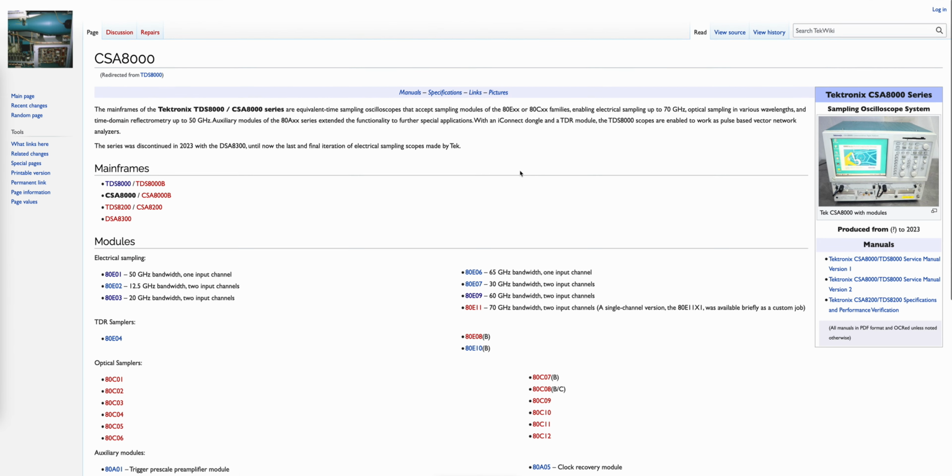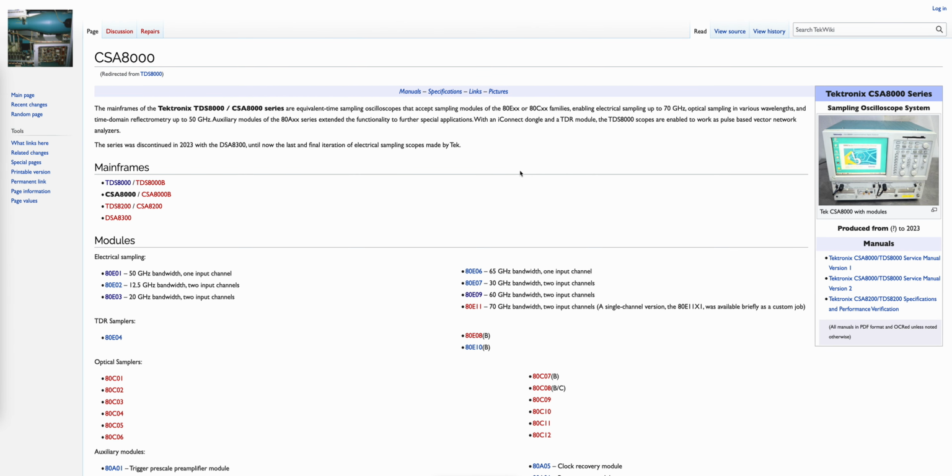and then in the late 90s, the CSA 8000 and TDS 8000 were introduced, and this seems to be a bit of the culmination of Tektronix over a number of years of building those instruments.